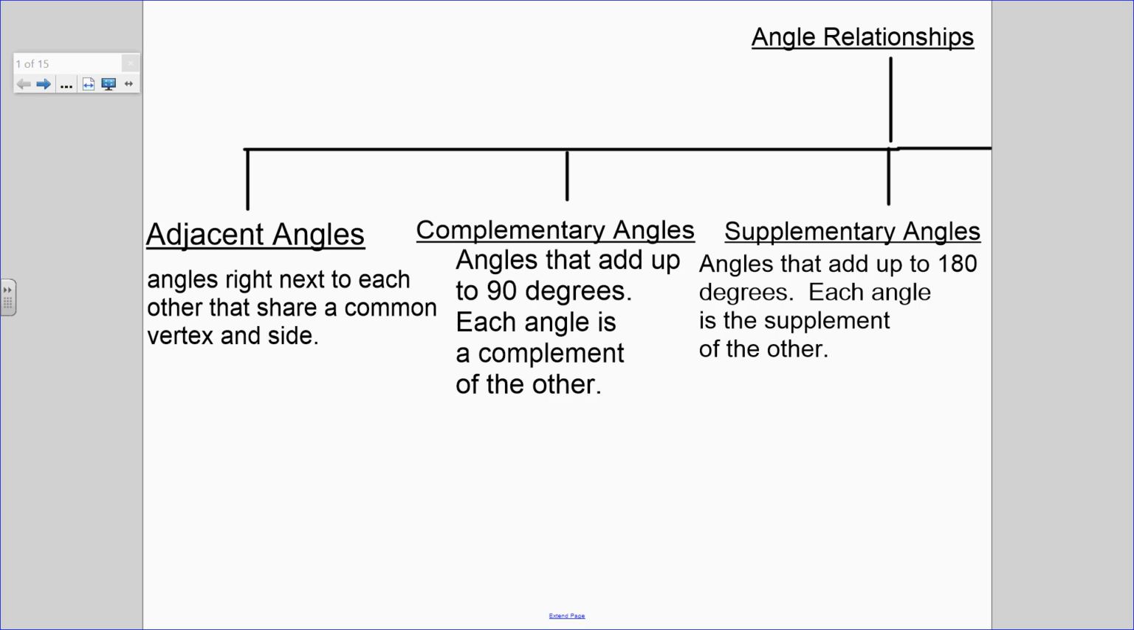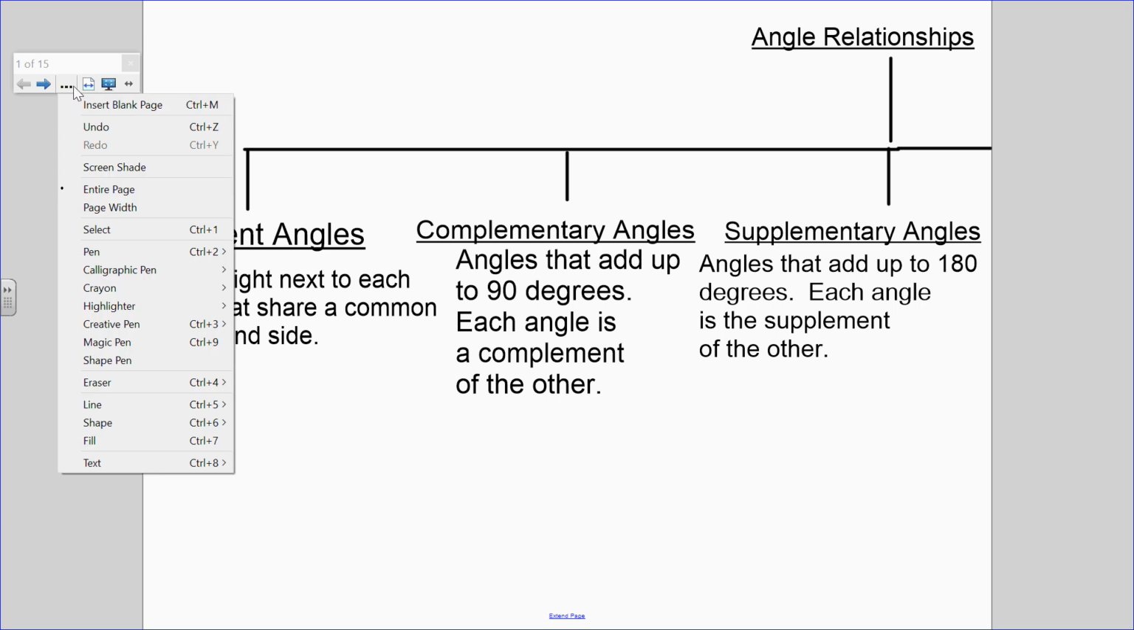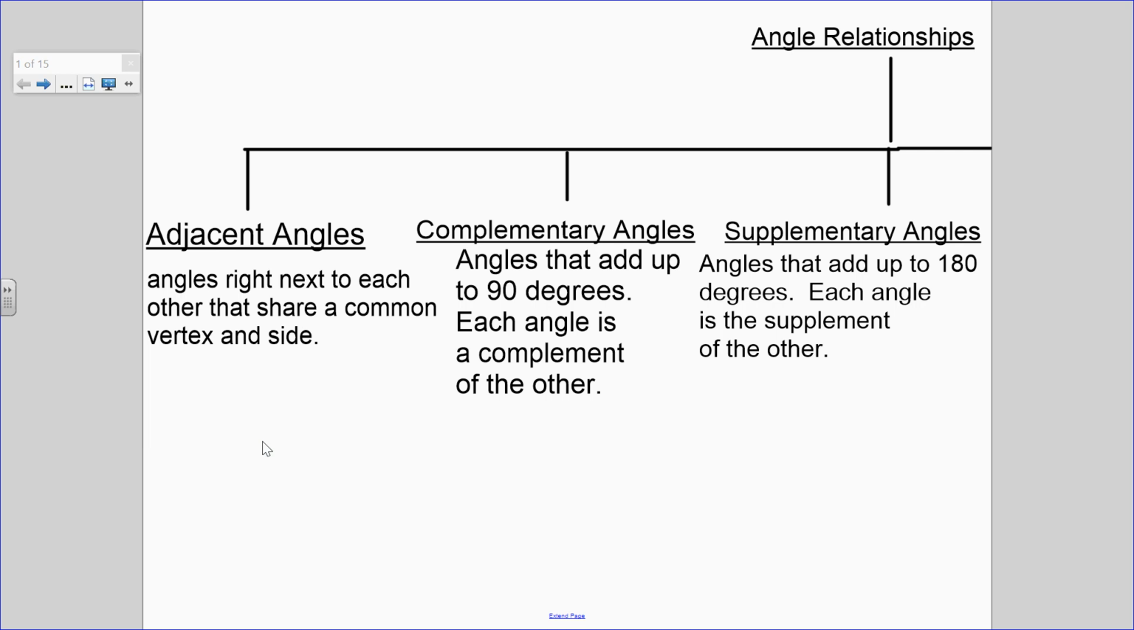So, adjacent angles. I'm just going to start drawing the pictures here. The adjacent angles here, angles right next to each other. This word adjacent, we use it in common English. Like if I say the hallway is adjacent to this room, that means it's right next to this room. Miss Doris's class is adjacent to my class. Mr. Rios' class is adjacent to my class, because we're right next to each other. That's all adjacent means. So I'm going to draw two angles right next to each other.